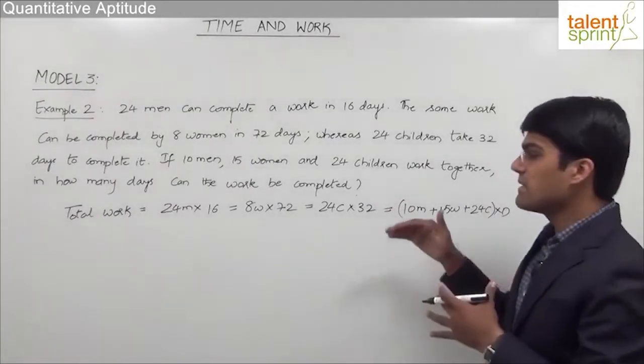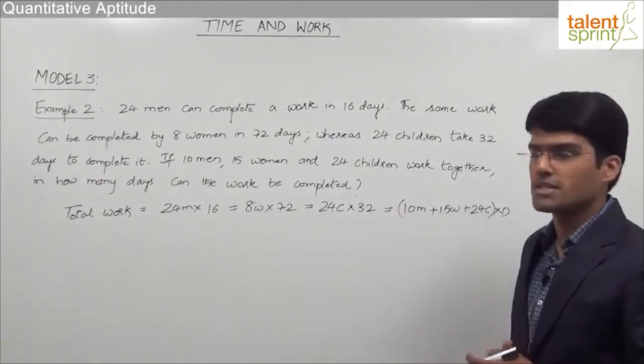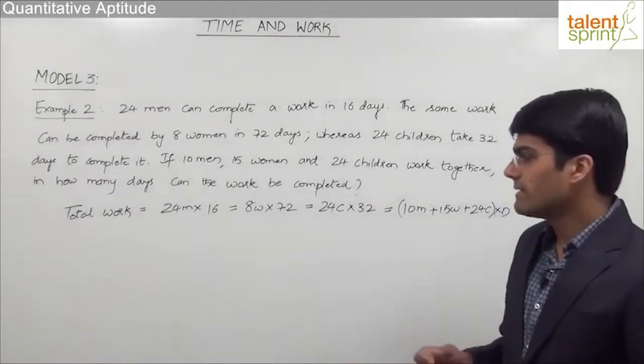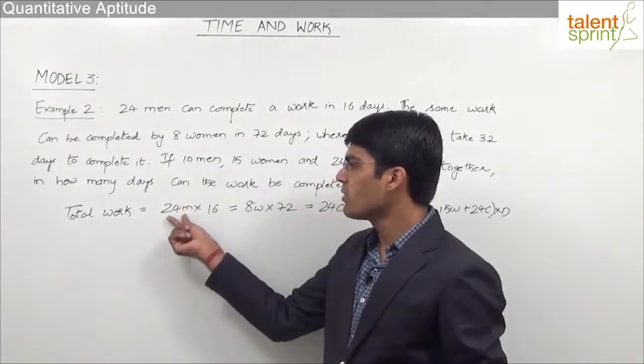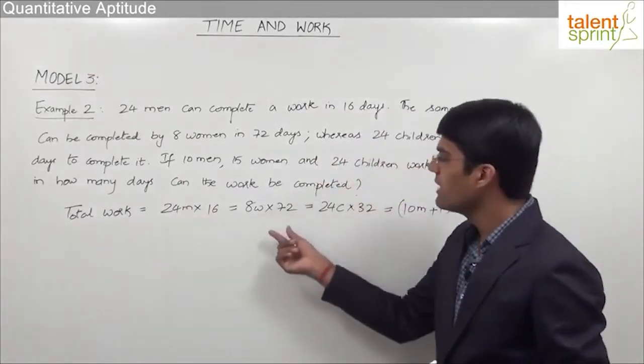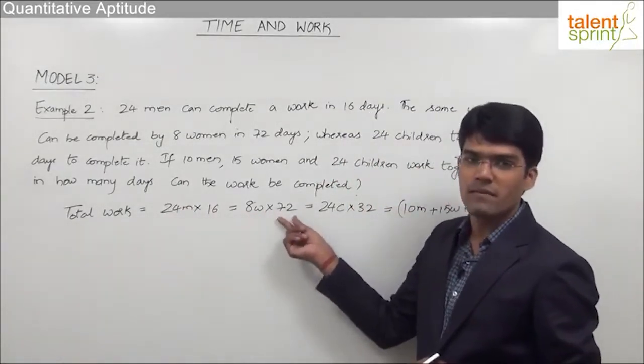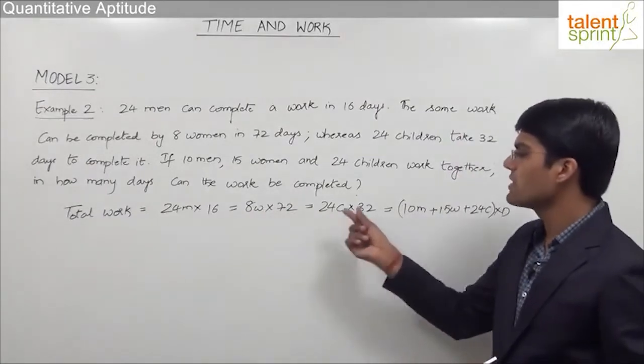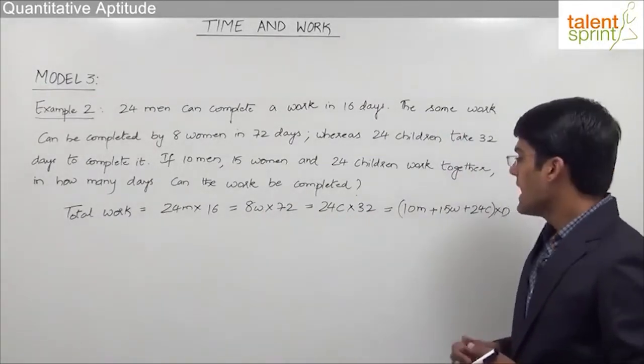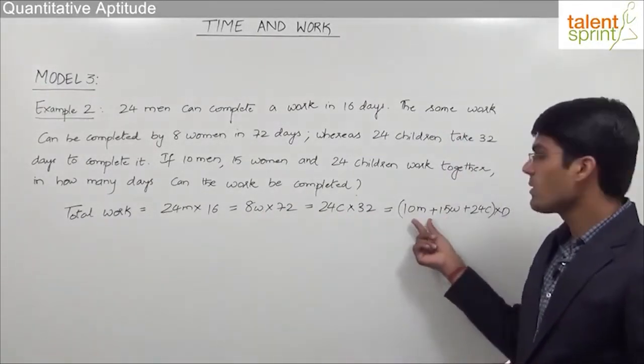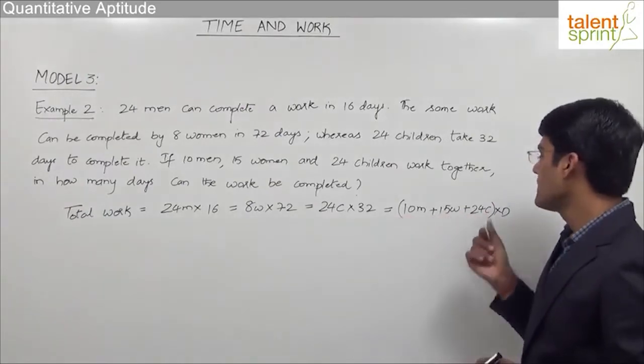As you can see here, we have formed different equations from the given question. That is, the total work is 24 men into 16 days, or it can be taken as 8 women into 72 days, or 24 children into 32 days. And we need to find out the number of days required when 10 men, 15 women and 24 children work together.